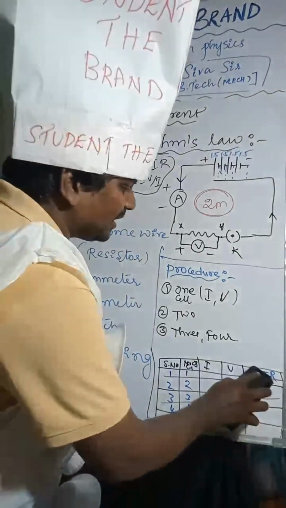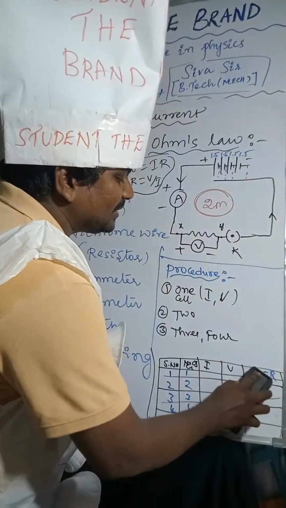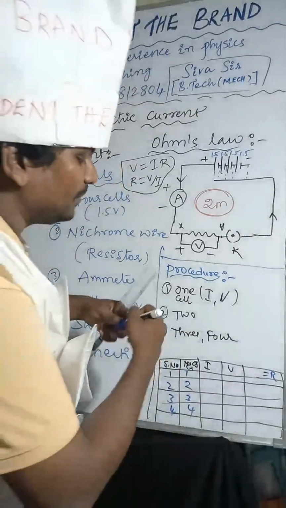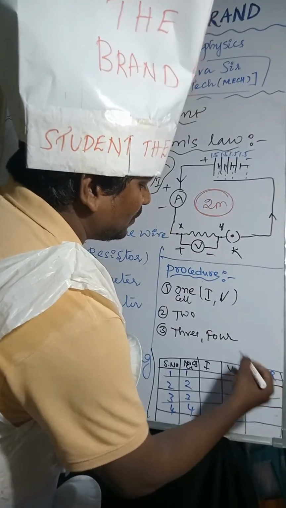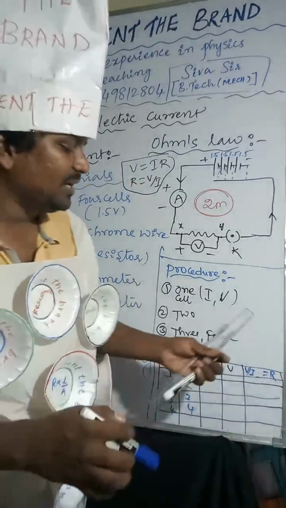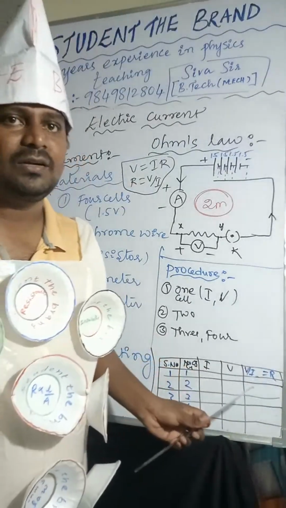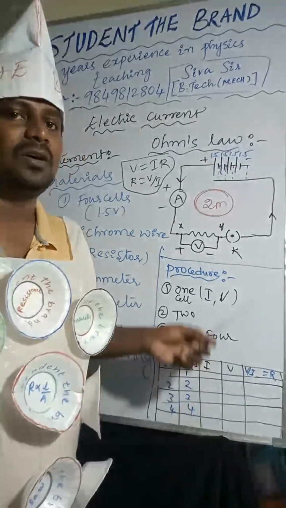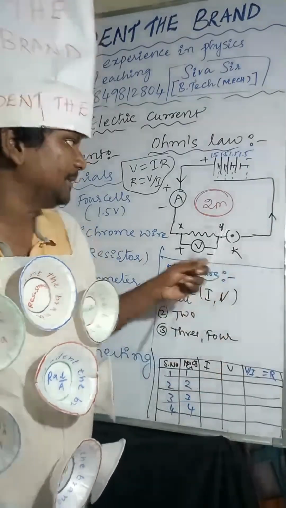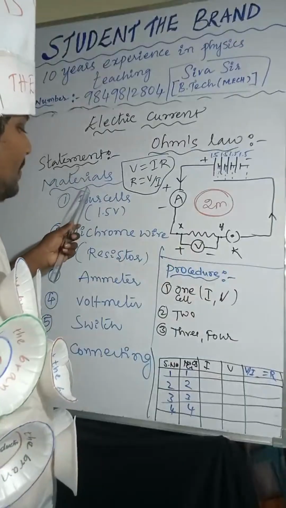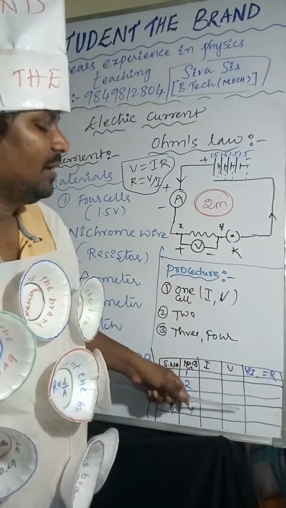Very, very important. When you are drawing, you do not need to fill this table. You can just leave it like that. Make sure you learn all these points once again: statement, materials required, procedure, table.